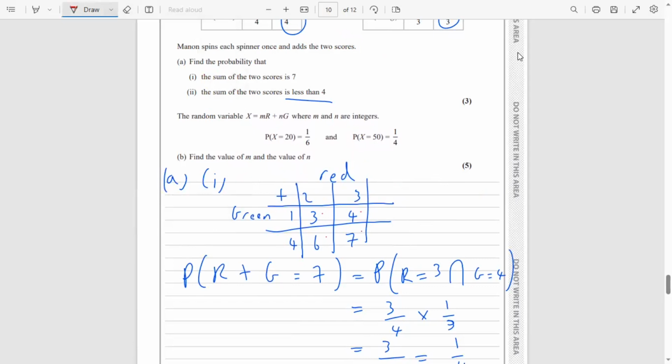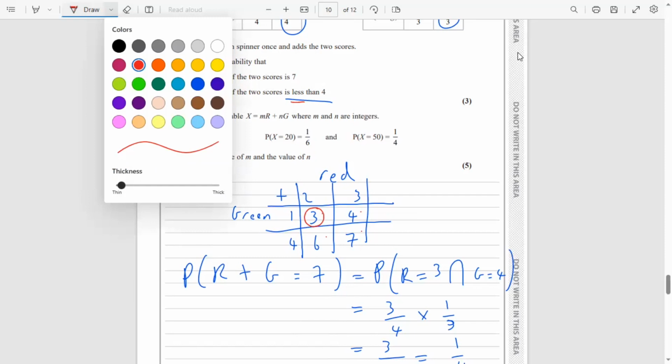So how many of these scores are less than 4? Well, obviously the number 3 is less than 4. Now 4 is not less than 4. Obviously 4 is equal to 4, but it's not less than 4. So actually, if we spin the red spinner and spin the green spinner, the only way we can get a sum of scores less than 4 is if we get 2 on the red one and 1 on the green one.